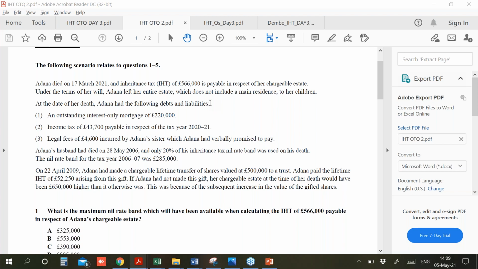Then if you have any sorts of taxes and liabilities, income tax, inheritance tax, or any other tax, you can deduct those from your death estate as well. So income tax of 43,700 payable in respect of the tax year 2021 can also be deducted. Legal fees of 4,600 incurred by Adana's sister, which Adana had verbally promised to pay. Now guys, do remember that verbal promises are not legally enforceable. You cannot prove that that person has verbally promised me. There needs to be some evidence. That's why verbal promises are not legally enforceable and therefore they cannot be deducted. So as far as the deductions are concerned, only the first and second can be deducted. The third cannot be deducted.